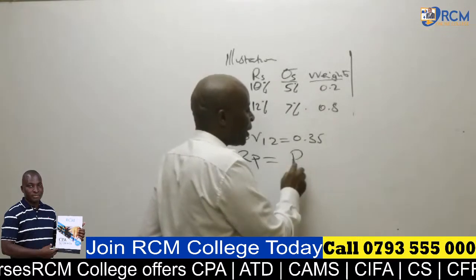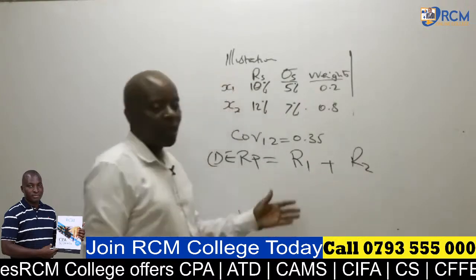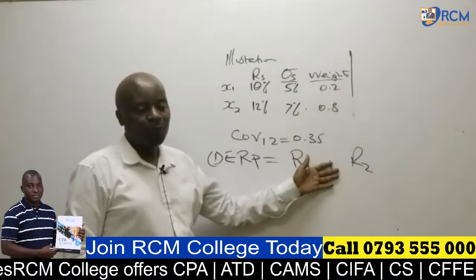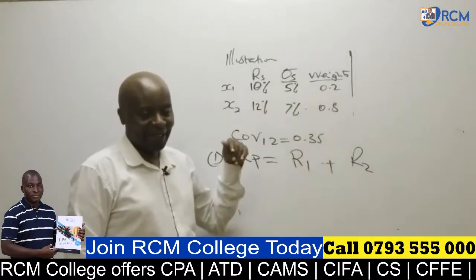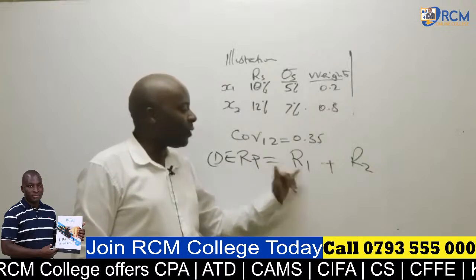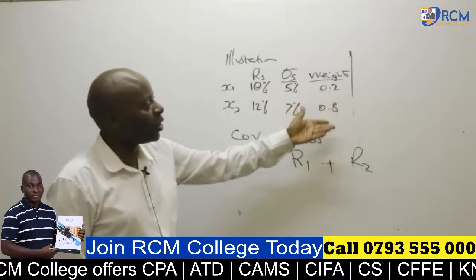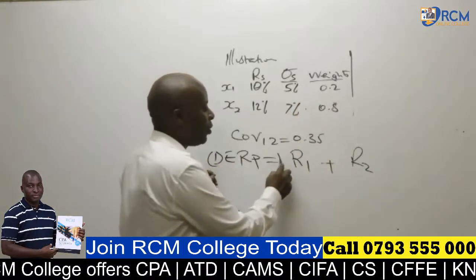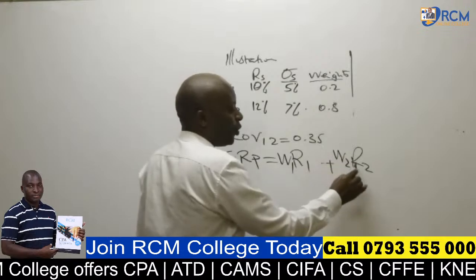I'll take returns of portfolio 1 plus returns of portfolio 2. This would have been the way to go if we did not have the weights. If we invested 100% in one and 100% in the other, but you see, we never invested 100% in each. So in this case we have weight 1 times R1, plus weight 2 times R2.